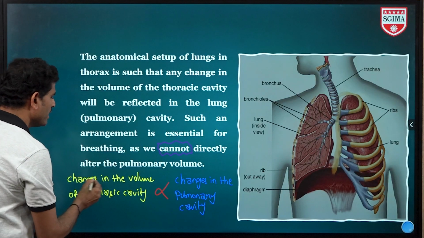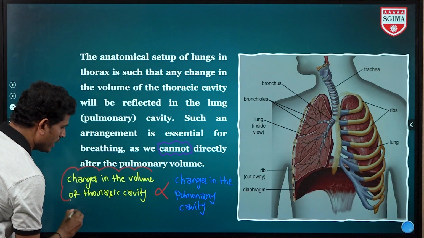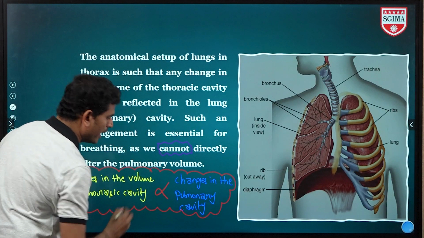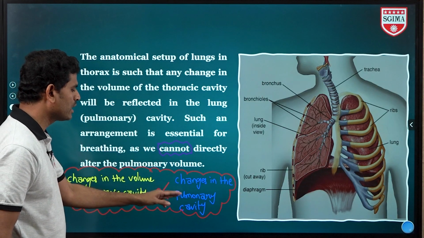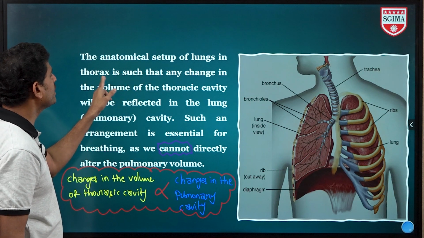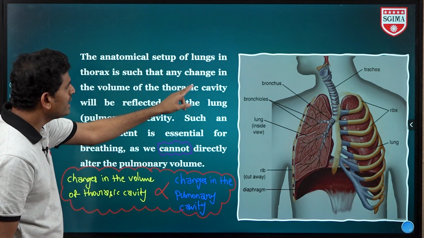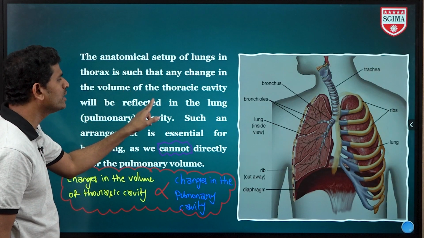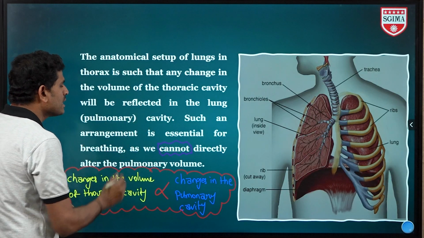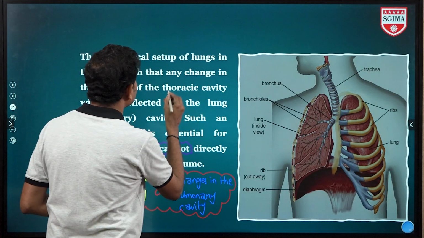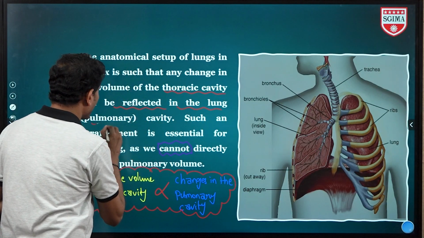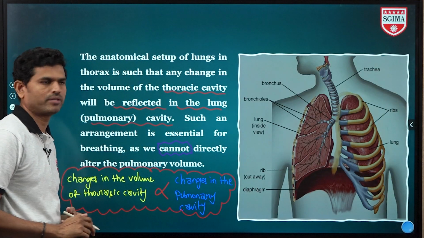Okay, so changes occurred in the volume of thoracic cavity are directly proportional to changes occurred in the pulmonary cavity. That is only here they given. The anatomical setup of lungs in thorax is such that any changes in the volume of the thoracic cavity will be directly reflected in the lungs or pulmonary cavity. This is enough from this slide.